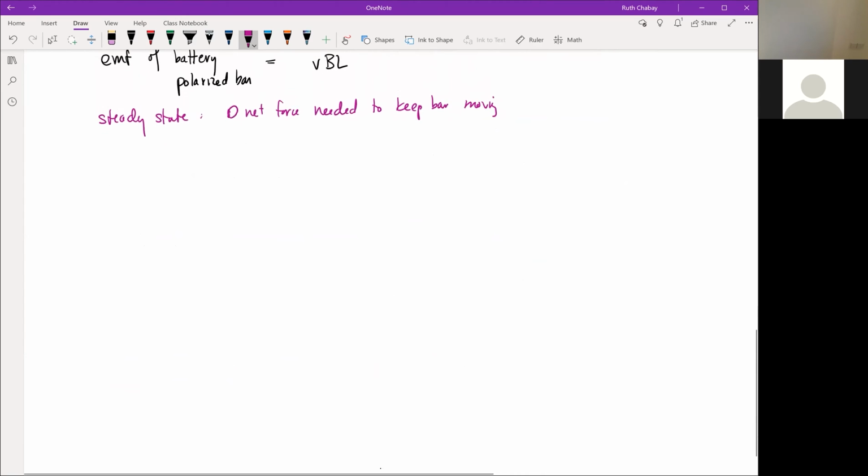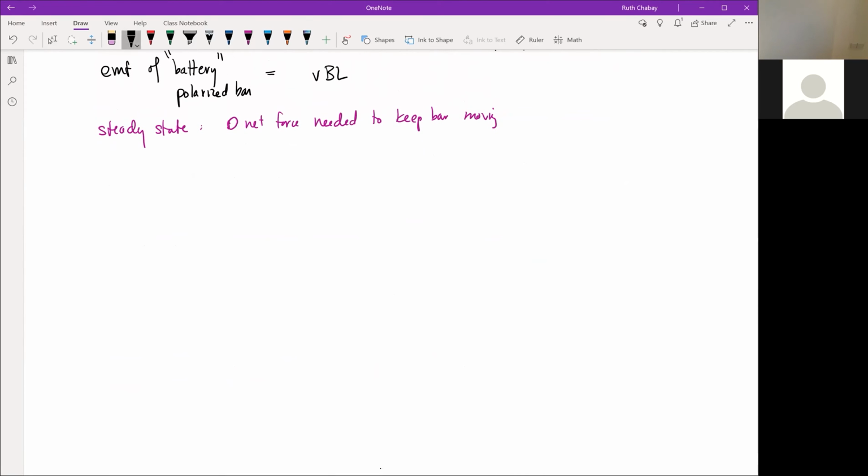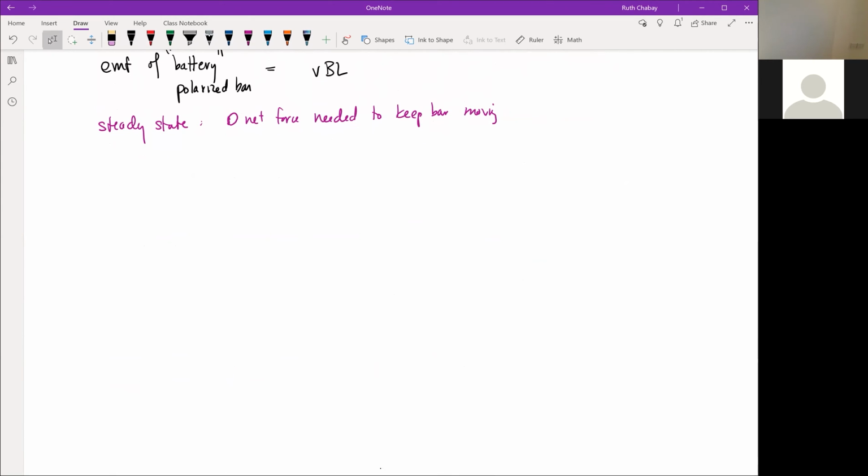So what can we do with this motional EMF? Is this useful? Well, it could be useful. So let's think if we could use this polarized bar as a battery to actually make a current run in a circuit. So, using motional EMF to drive a current.